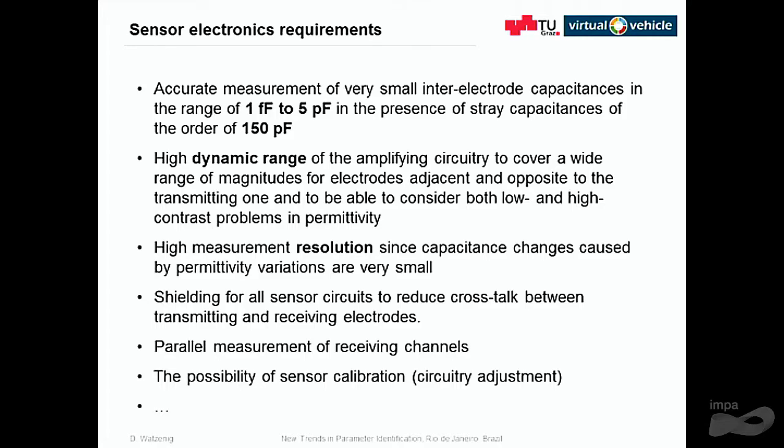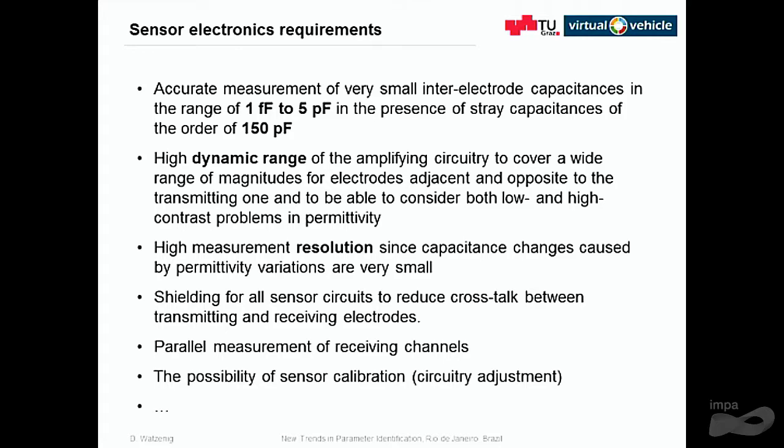And one of the main issues is that we have to resolve capacitances in a very small range. We are talking about femtofarads and picofarads, while given stray capacitances in a much higher order. So that's quite a difficult thing from the application point of view, from the electronics.